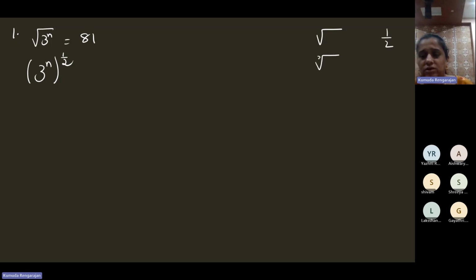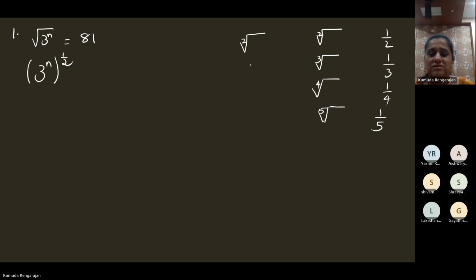If it's cube root, this is the radical form. The exponential form will be raised to the power 1 by 3 and so on. Fourth root raised to the power 1 by 4. Fifth root raised to the power 1 by 5. The square root, there's a 2 here. We don't write the 2 there. When we say square root, there's actually a 2 here.